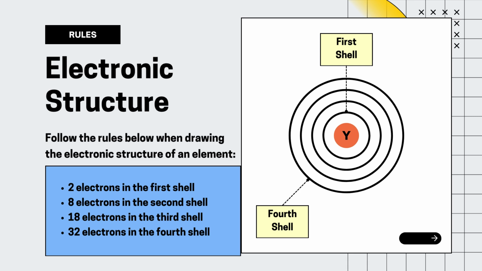Follow the rules below when drawing the electronic structure of an element. Number 1: 2 electrons in the first shell, 8 electrons in the second shell, 18 electrons in the third shell, and 32 electrons in the fourth shell.